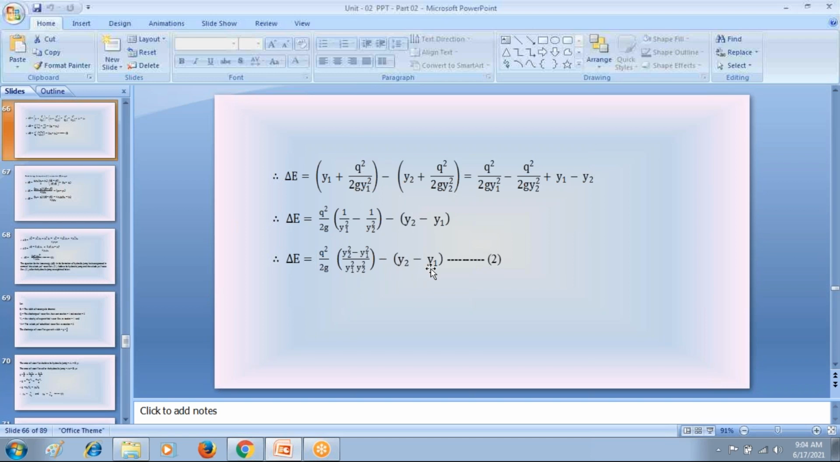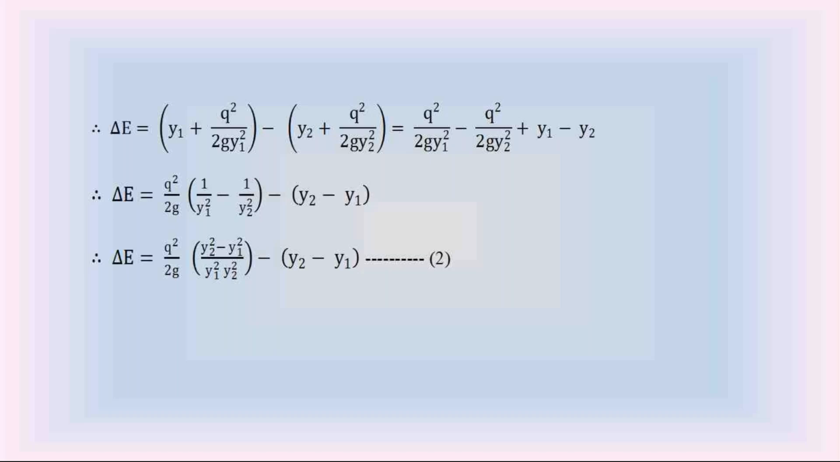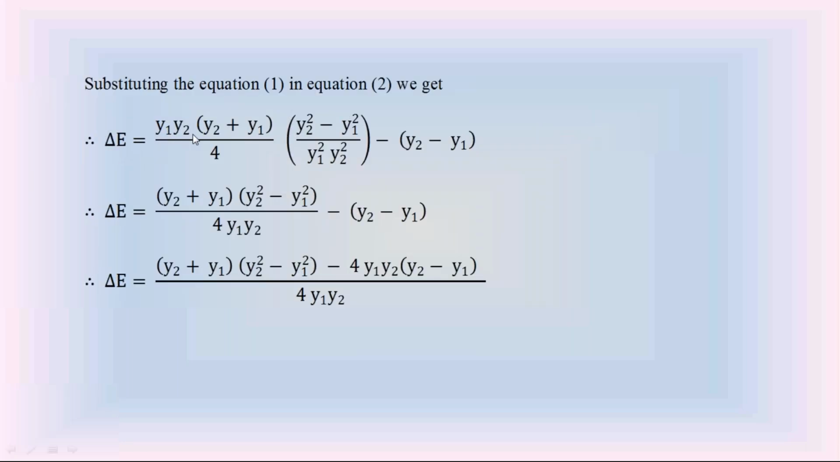We know that in hydraulic jump of rectangular channel, Q square by g is equal to Y1 Y2 into Y2 plus Y1 divided by 2. We discussed that in the previous classes. But here you have Q square by 2g. So Q square by 2g is equal to Y1 Y2 into Y2 plus Y1 divided by 4. Substitute that on the right hand side. Then the equation becomes delta E is equal to Y1 Y2 into Y2 plus Y1 by 4 into Y2 square minus Y1 square by Y1 square Y2 square, minus of Y2 minus Y1.